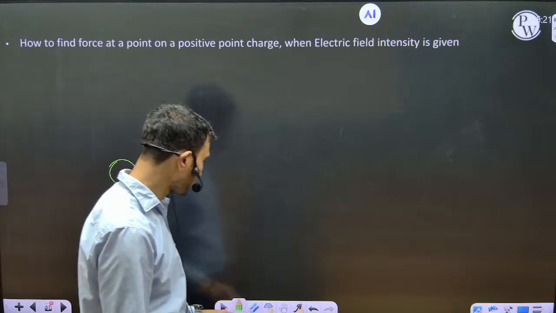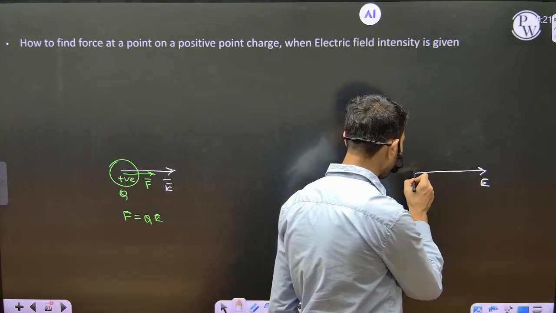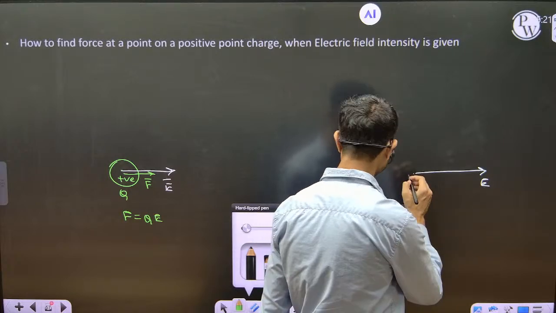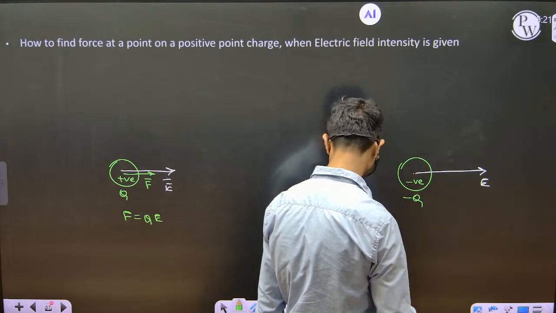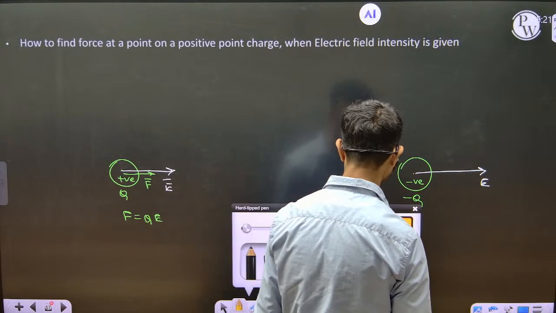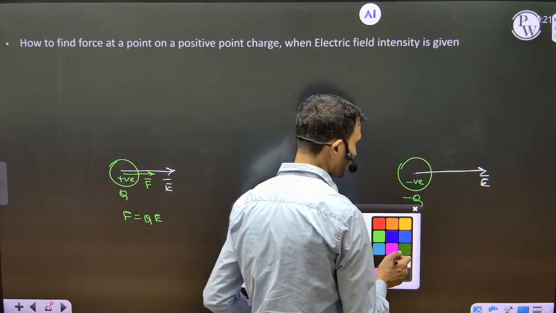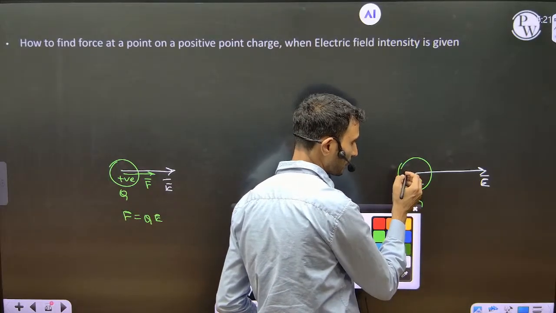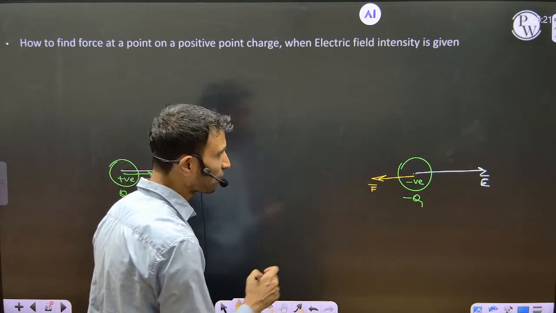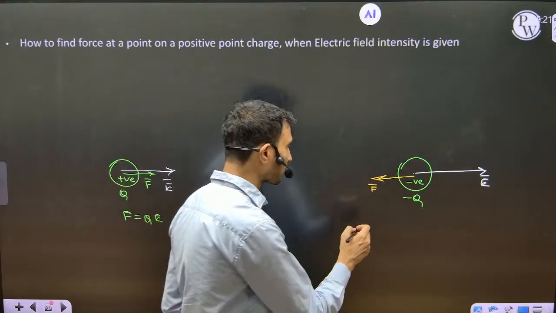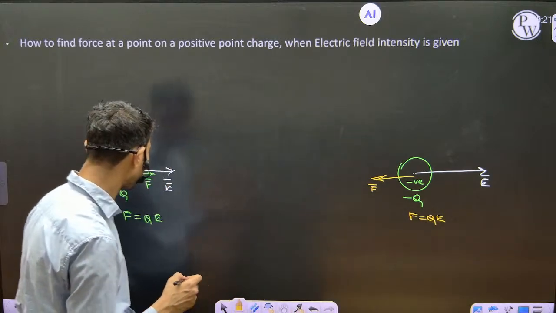And let us say that at this point the electric field is in this direction, but at this point we have a negative charge, let's say minus Q. So where will be the force on this charge? Electric field is in this direction. Force will be in which direction? It's a negative charge. Force will be in the opposite direction. But the value of F is again Q into E, correct?